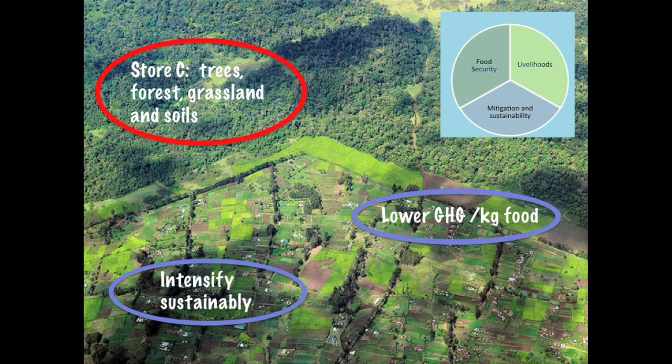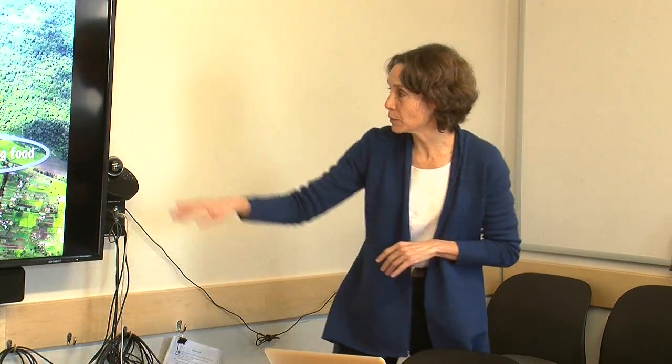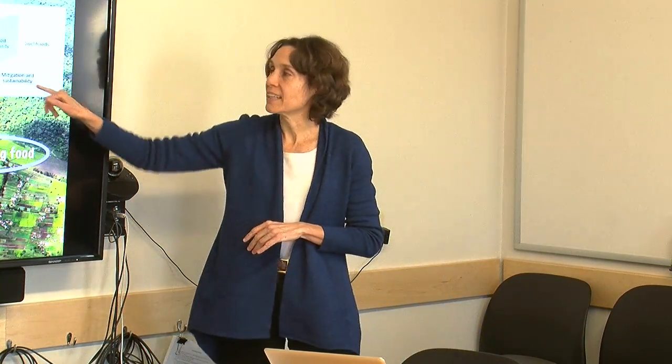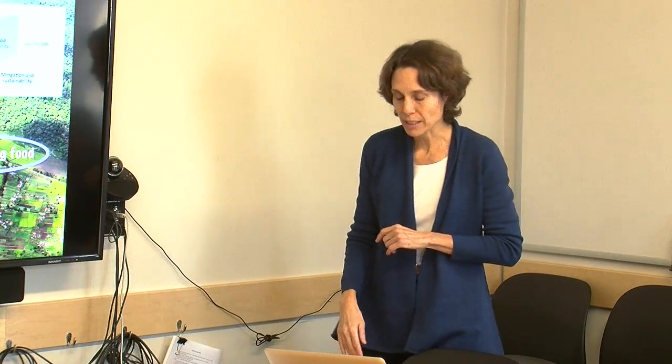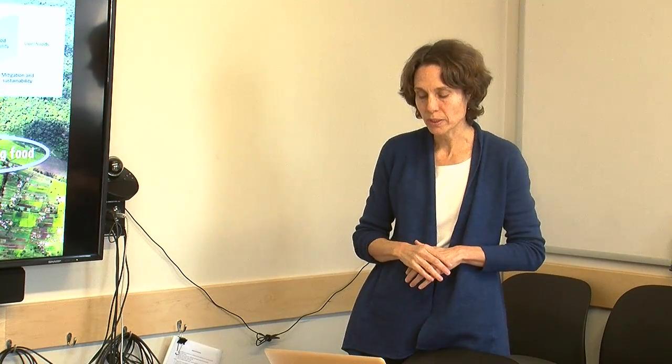Okay. Then we want to make sure that we're intensifying in sustainable ways, which I mean mostly here to reduce our dependence on inputs as well as reduce the external negative impacts of agriculture. And we want to reduce the amount of greenhouse gases we're producing per kilogram of food. And hopefully we're doing all of that in a way that yields these three things that we're really interested in: food security, livelihoods, and then the mitigation and sustainability, environmental component of that.